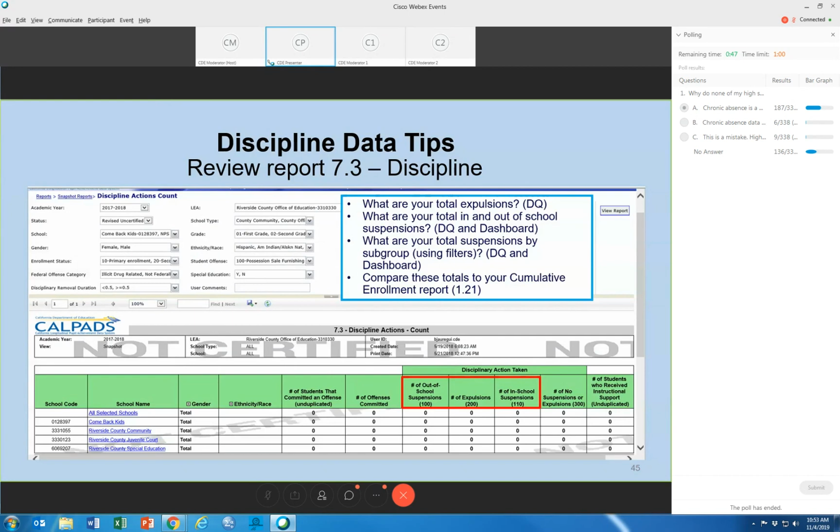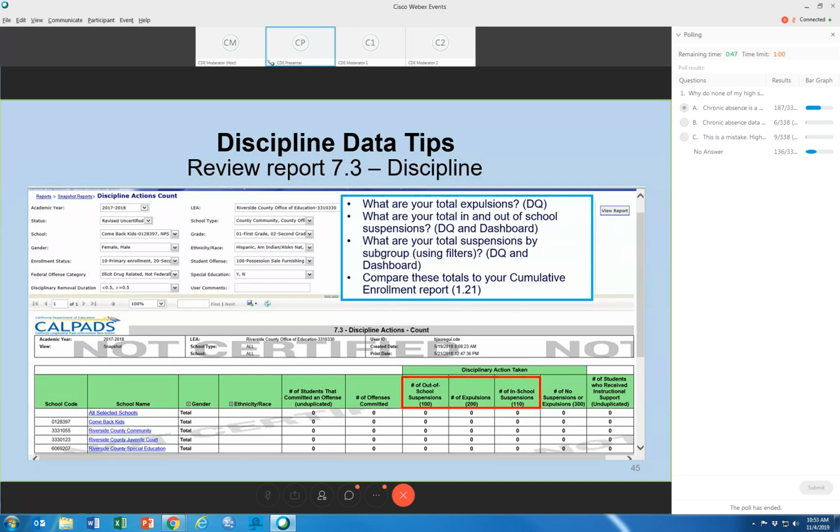So here's for your discipline data. There's a report 7.3 that provides you with information that is going to be really helpful. You can see the number of out-of-school suspensions that you have, the number of expulsions that you have, and the number of in-school suspensions that you have. You really want to take a look at this to make sure that it's reflecting what you think is appropriate.